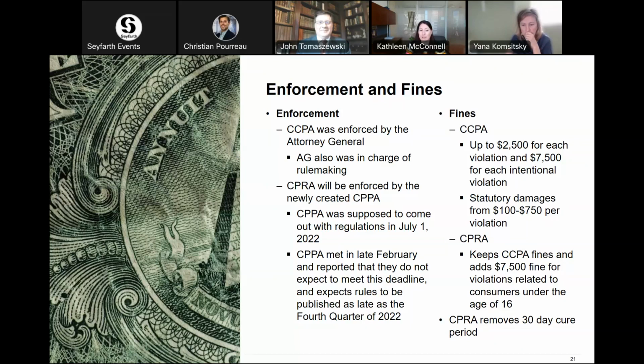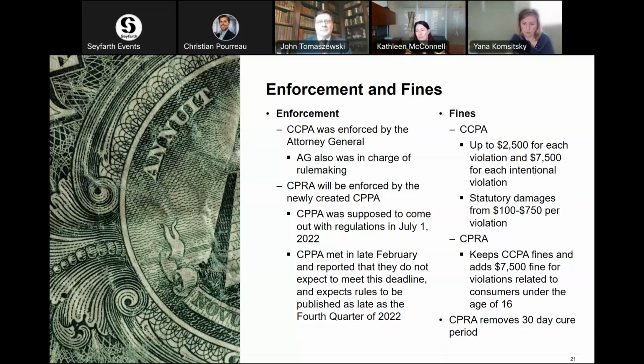Basically, CPRA keeps in place all of the fines that were in place under the CCPA, up to $2,500 for each violation and $7,500 for each intentional violation, along with statutory damages in the range of $100 to $750 per violation. We also add additional violation penalties available for consumers under the age of 16. And we do see a removal of the 30-day cure period. And in addition, the private right of action that exists for breach-related activities.